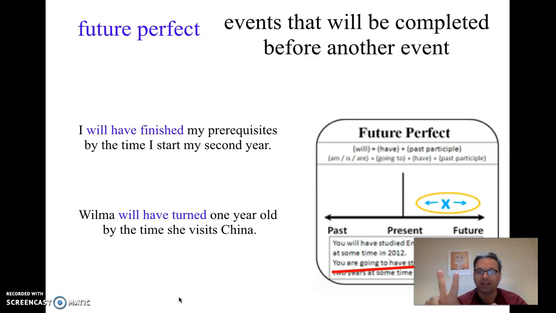So what are the two events, right? Wilma turning 1 year old. So let's say that one is here, right? That one happens first. Notice first, then the second event. Wilma visits China, going to be here sometime in the future. And we don't have to know when this is, right? We have no idea. It could be in the near future, the next year, or the more distant future, the next few years. Either way, this will have happened. She will have turned 1 year old by the time this happens, no matter when that is, right?